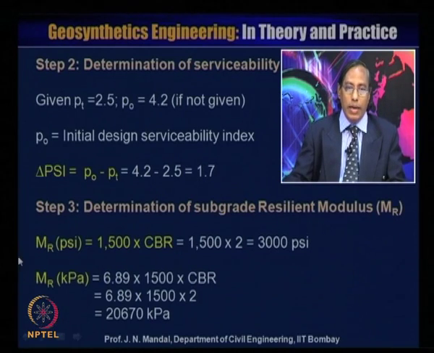Now, step 3, determination of subgrade resilient modulus, that is MR. So, MR in PSI is 1500 into CBR, as the CBR value is 2. So, 1500 into 2 is equal to 3000 PSI, or MR in terms of kPa it will be 6.89 into 1500 into CBR, that means 6.89 into 1500, the CBR value is 2. So, it will give MR in kilopascal 20670 kilopascal.